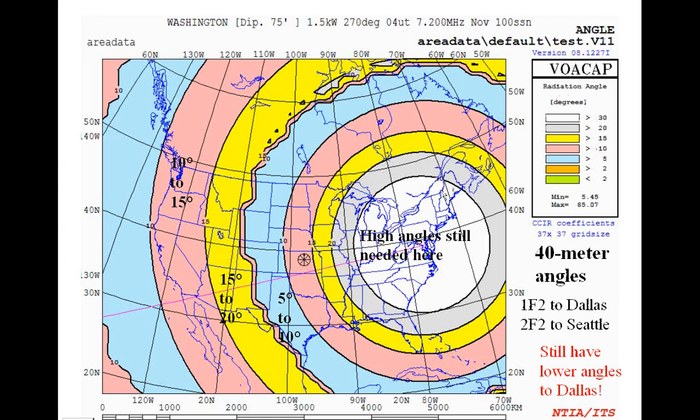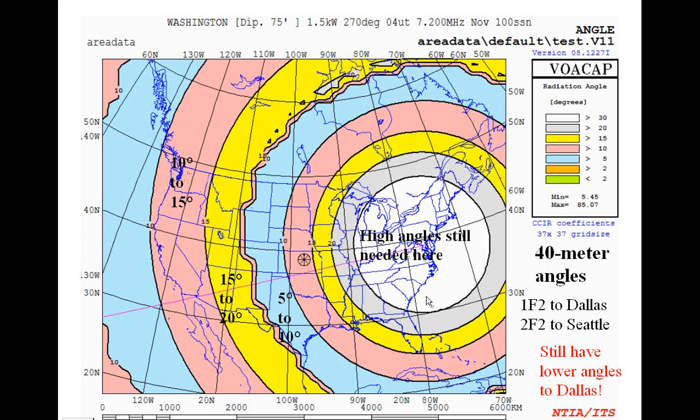Again, in that skip zone area, the high angles are necessary. High angles necessary, higher than 30 degrees. But guess what? Dallas, 5 to 10 degrees. Seattle, 10 to 15 degrees. The same thing is occurring on 40 meters as occurred on 15 meters. That is to say that there's a single F2 hop from Washington, D.C. to Dallas. It's a 2 F2 hop from Washington, D.C.